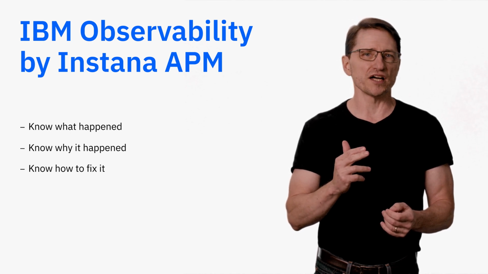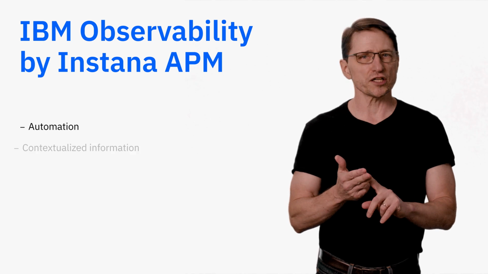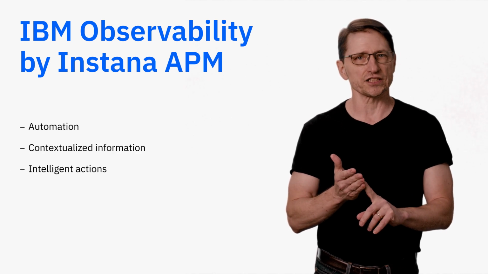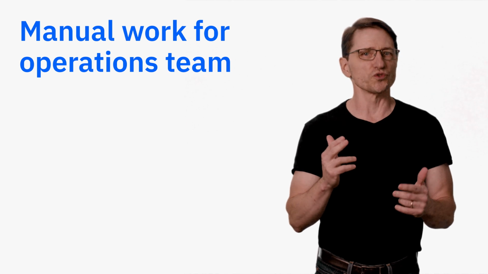Instana approaches enterprise observability with three principles: automation, contextualized info, and intelligent action. Let's take a look at each. First up, automation. As I mentioned earlier, traditional monitoring strategies are largely manual. Developers manually write data collectors and trace code. They also manually discover dependencies. Operations teams manually build dashboards. They manually configure alerting rules and thresholds. You get the idea. There's a lot of manual effort.